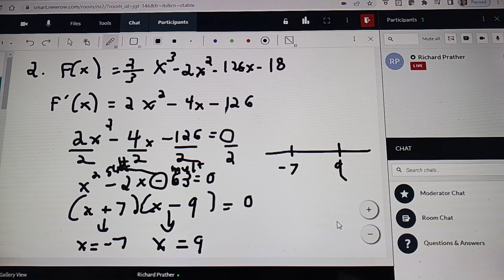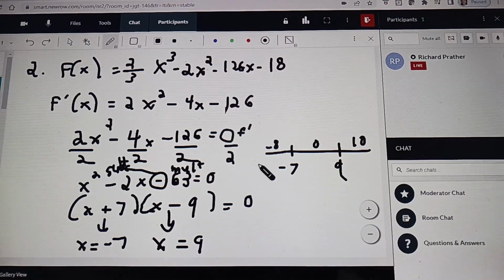And critical numbers come from zeros or undefined values of the derivative as long as they don't make the original undefined. And polynomials are never undefined, so we don't have any issues with that. So put your two critical numbers on a number line and then pick test points in these regions. And you plug them into the derivative function if you want to see if the derivative is positive or negative. So I'm going to plug these into f prime.